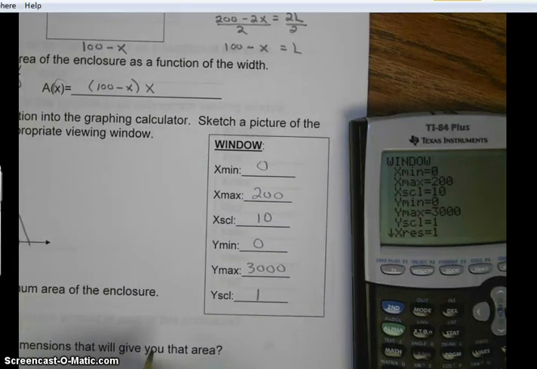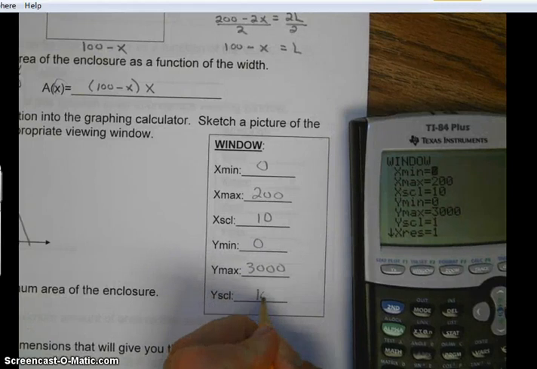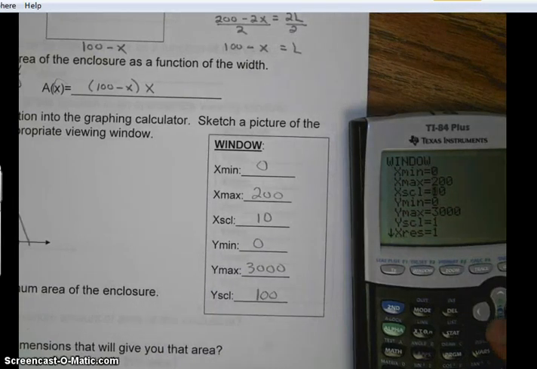Ooh, I went by ones. That's probably not a good thing to do. I'm going to go by hundreds. See how that changes my graph.